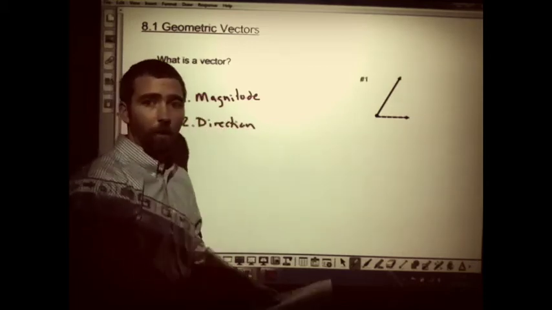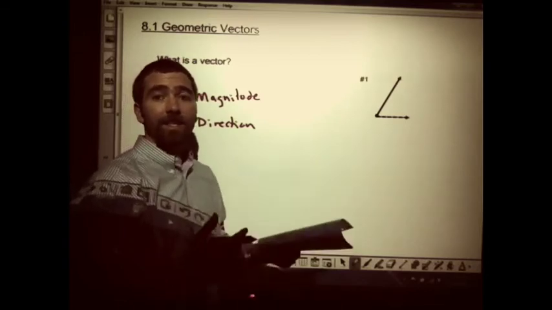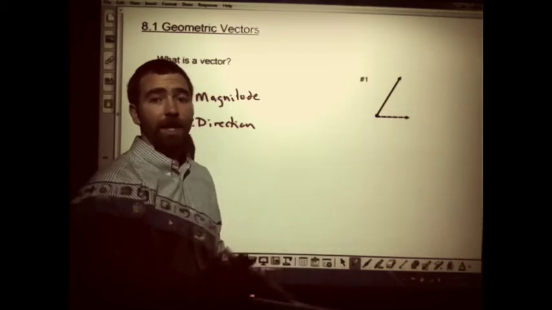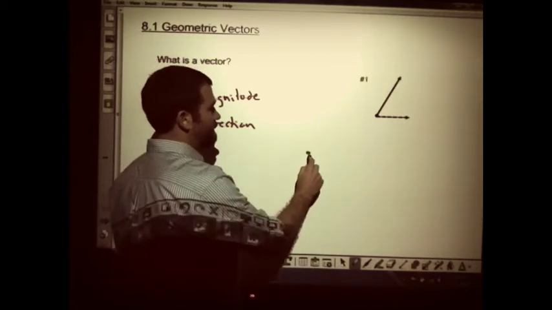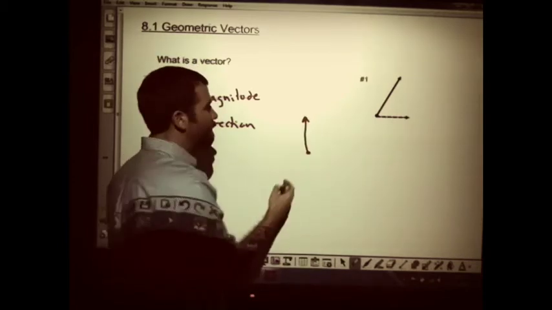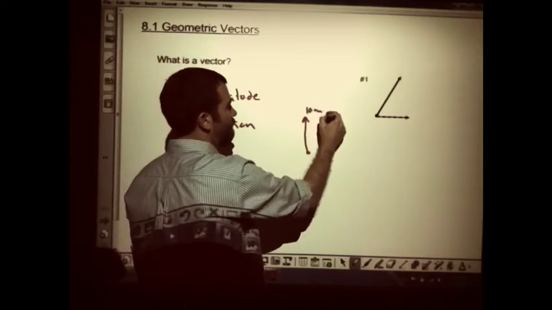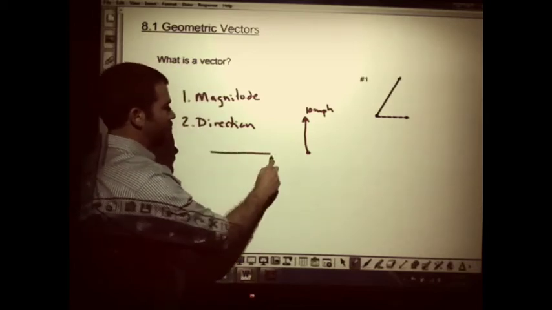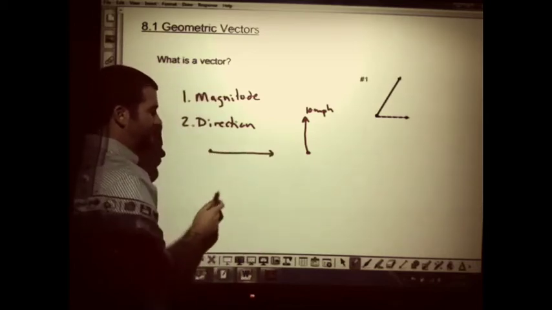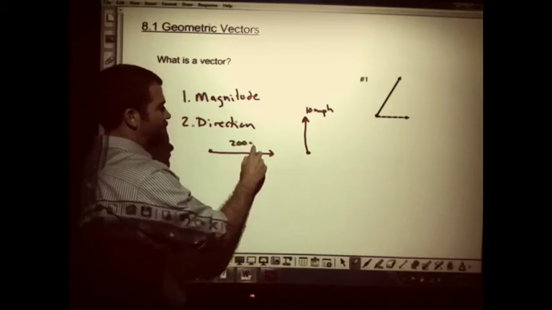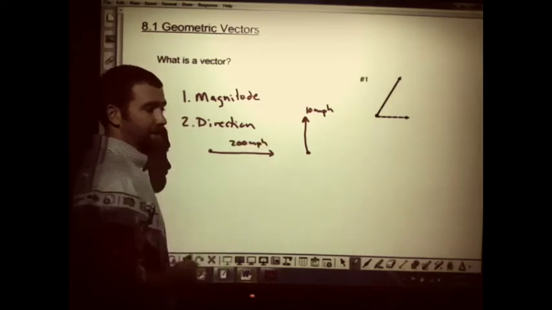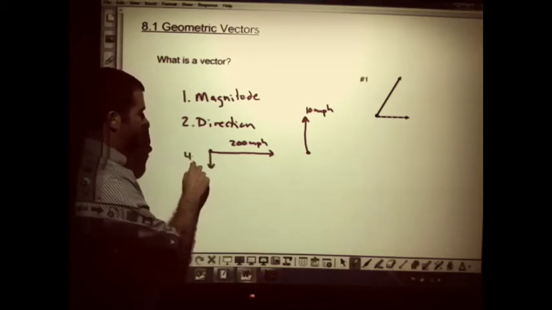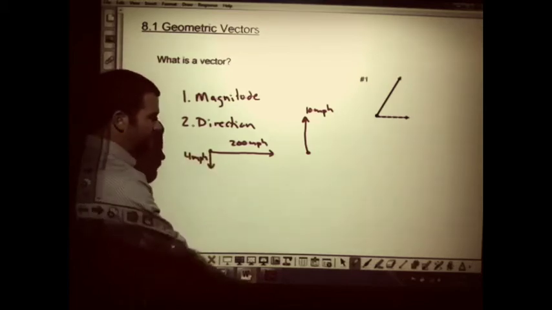If I tell you that the wind is blowing at 10 miles per hour in a direction that is north, that's a vector. That vector would look like this. Usually we draw north up, and we'd say this is a 10 mile per hour vector. If I told you that your airplane was flying to the east at 200 miles an hour, and then there was a wind vector that was blowing south, maybe at 4 miles per hour, that's kind of the situation that would look like.